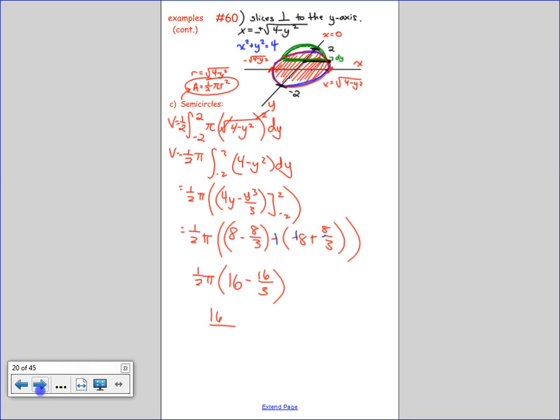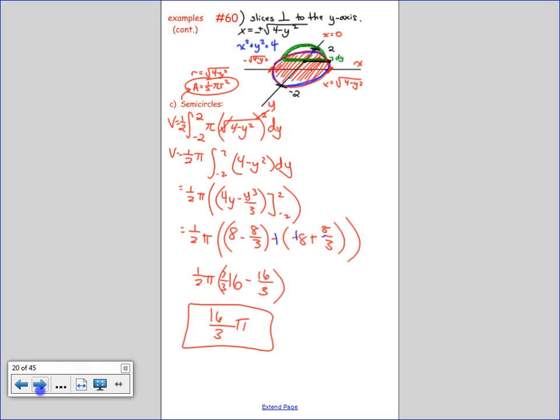Wait, really? Is that math right? I don't know. I got the same answer, but I can do times 3 over 3. So I have 3 16s minus 1 16. Does that make sense? 48 minus 16. We're just checking my math. I think my math's good, right? 32, 32 over 2 is 16, 16, 32.